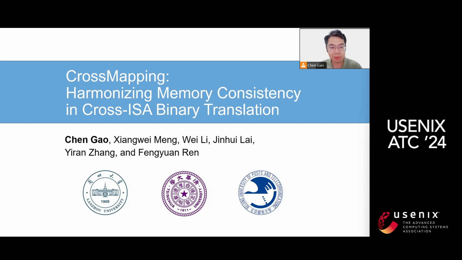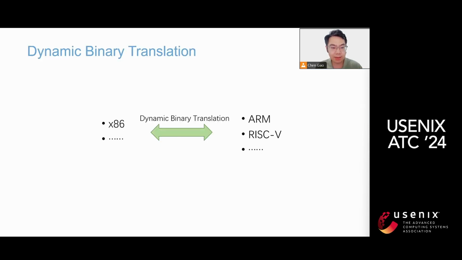Today we will present our work titled CrossMapping: Harmonizing Memory Consistency in Cross-ISA Binary Translation. As computer architecture develops rapidly, many processors with new ISAs like ARM and RISC-V have emerged. Due to their cost-effectiveness, low power consumption, and stable licensing, many manufacturers are shifting from x86 to these new architectures. Since programs are intrinsically incompatible across different ISAs, dynamic binary translation is essential.